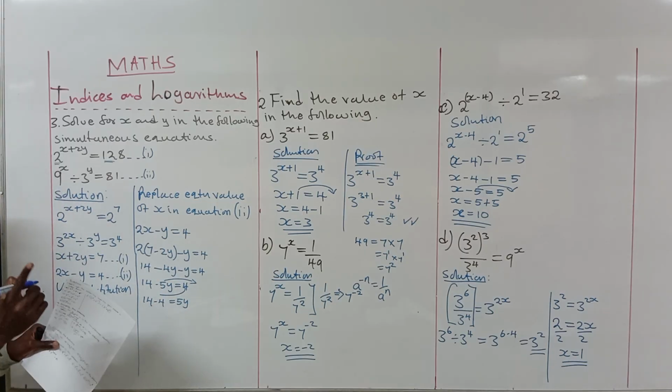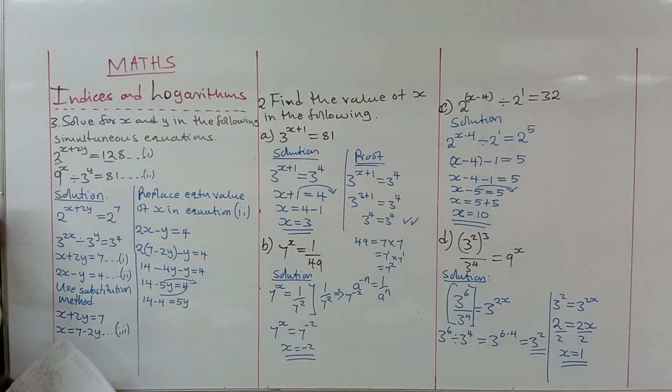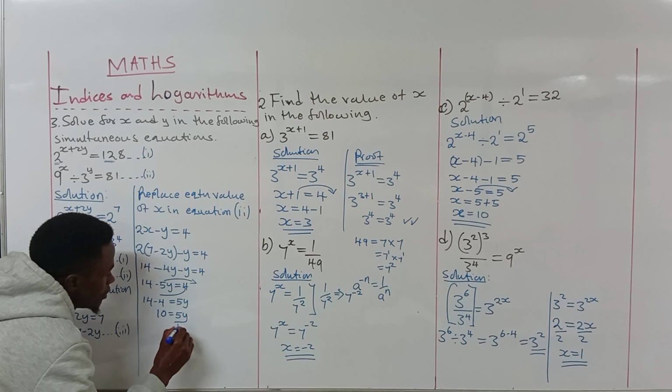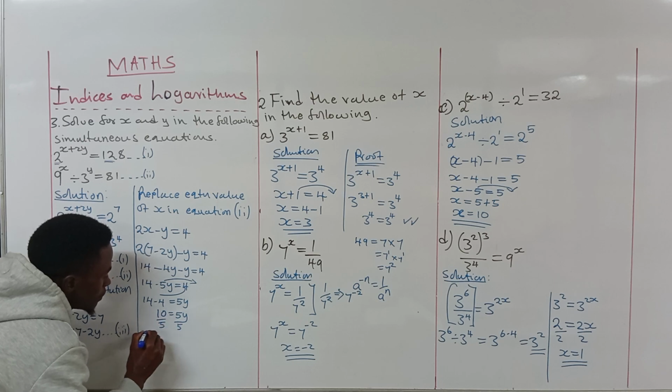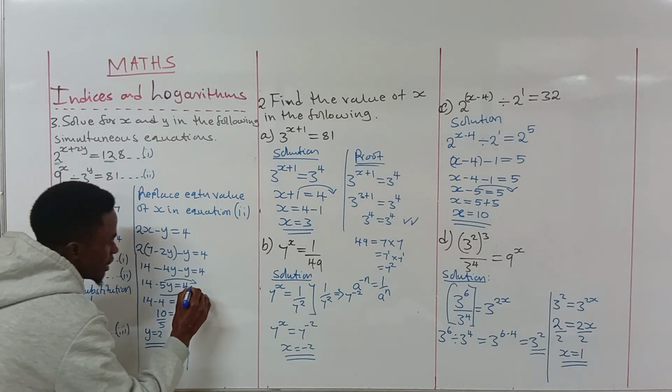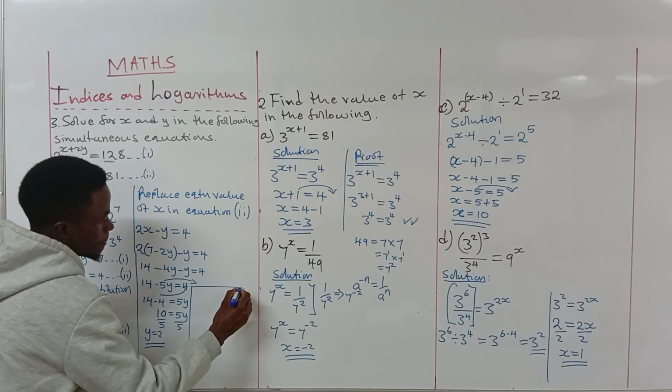Why? When you interchange the numbers on their sides, the signs before them change. So we are going to have 10 is equals to 5y. Divide by 5 on both sides. Our y is equals to 2.